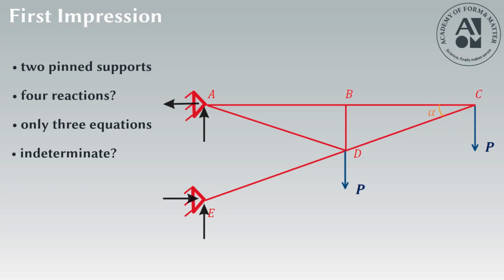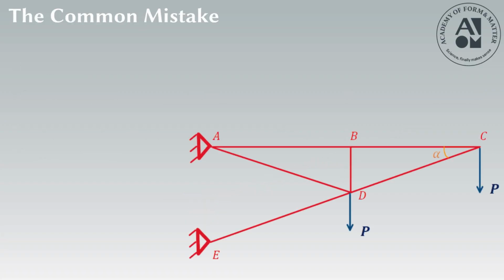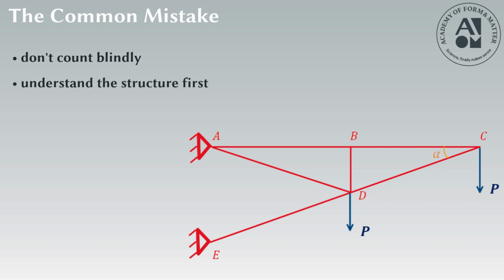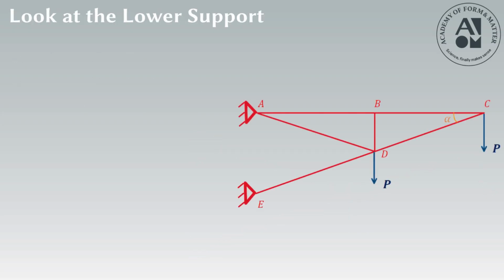Or is it? This is a very common mistake. Students see supports, count reactions, and immediately decide whether a structure is determinate. But counting reactions is not enough. We must first understand how the structure actually works. So let's look carefully at the lower support.